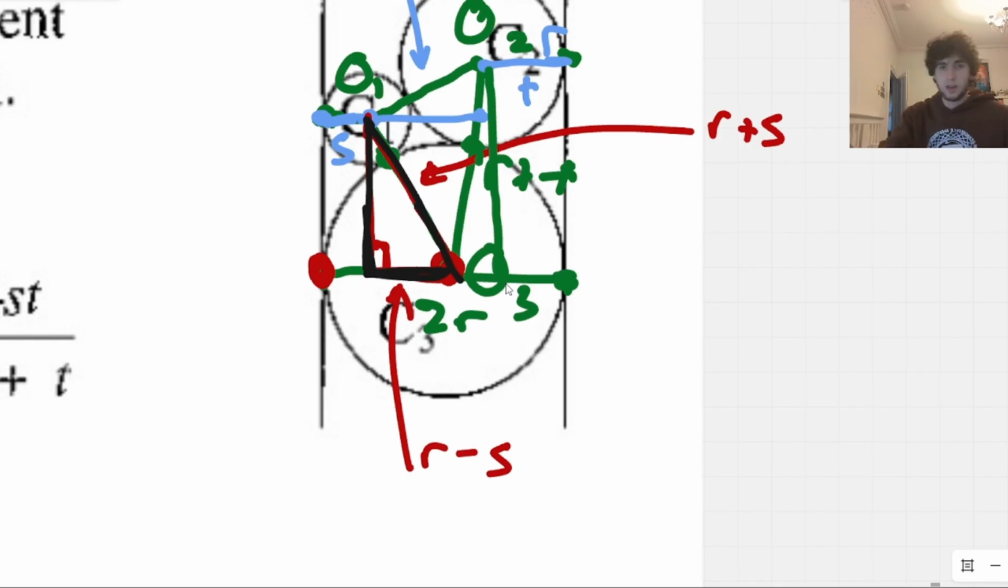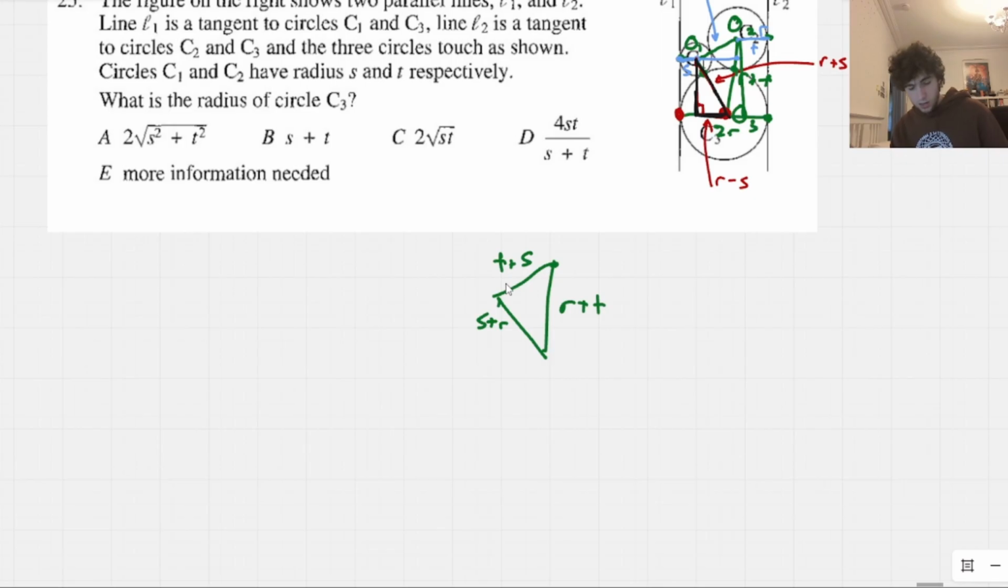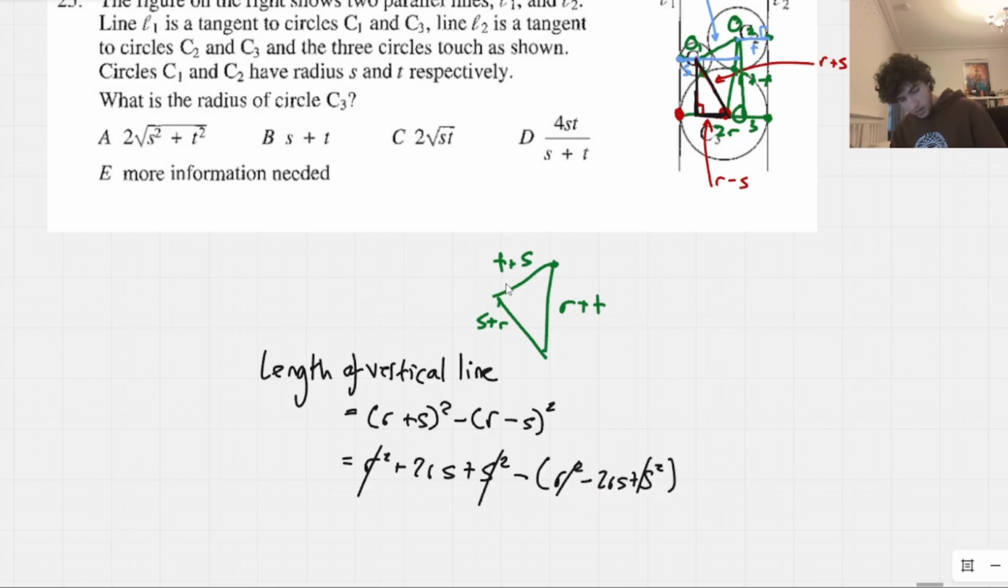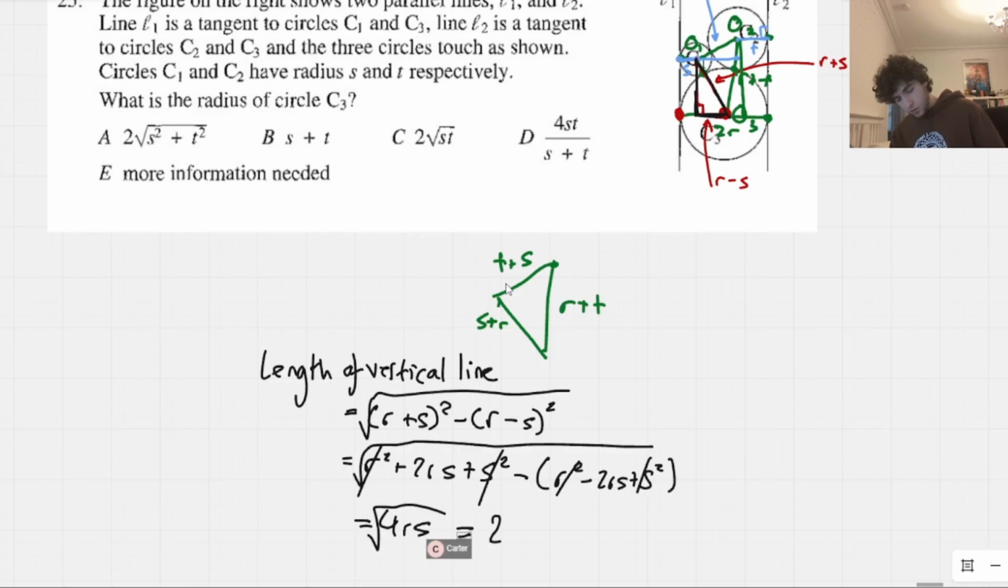So the length of the vertical line is simply equal to r plus s all squared minus r minus s all squared. So it's going to be r squared add 2rs add s squared, minus, in brackets, r squared minus 2rs add s squared. So these are going to cancel, and you're just going to get 4rs. So that's obviously going to be the length squared. So you square root it, which gives you 2 times the square root of rs. So that's the length of that vertical line here, 2 square root rs, okay?